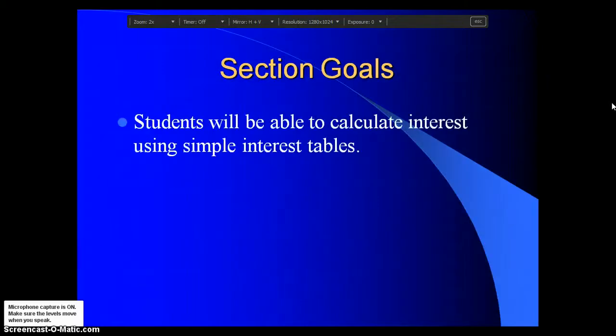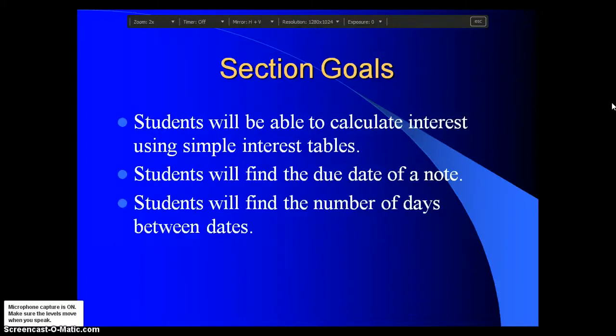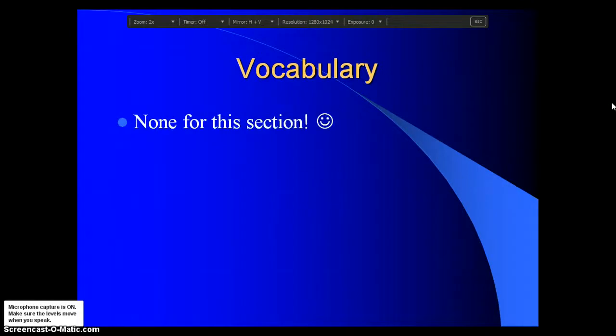So with this, you'll be able to figure out interest using simple interest tables, and you'll be able to figure out the due date of a note plus the number of days between dates. The last two bullets at least, you've been doing for quite a while. The first one is going to be a walk in the park. Vocabulary-wise, I know you guys are all cheering. We don't have any for this section, so just make sure you brush up on your vocabulary from the previous sections.